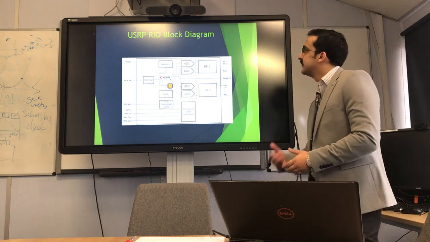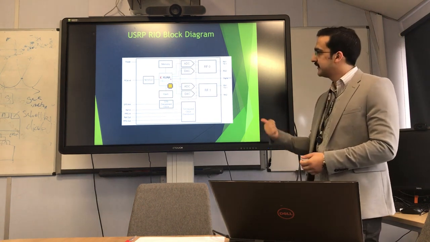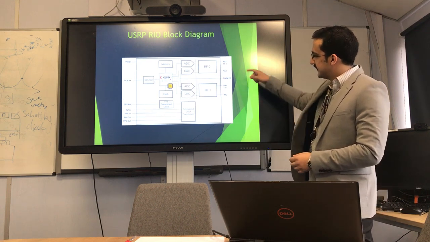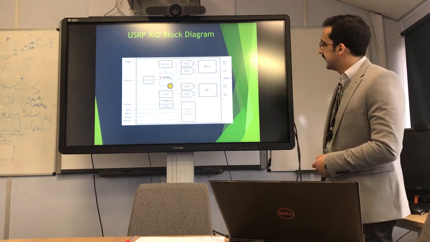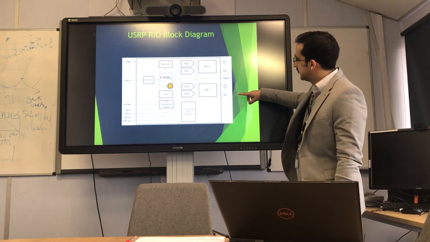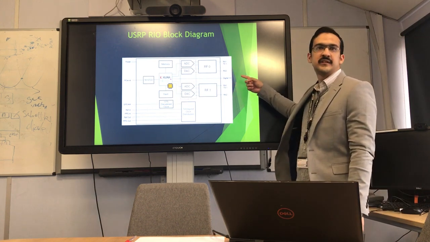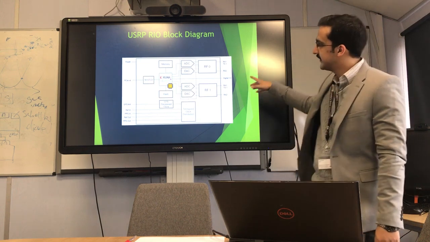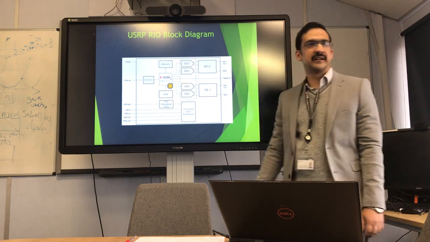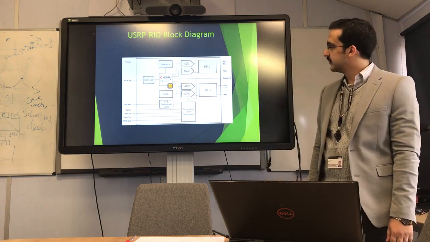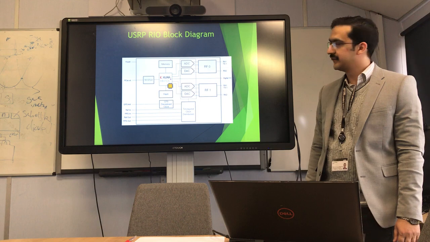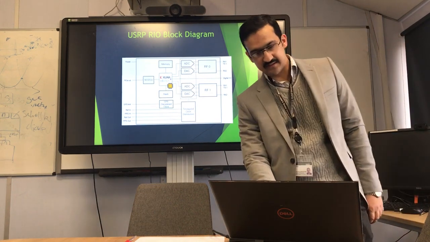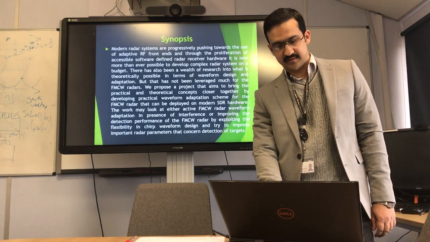This is a block diagram of a USRP RIO, the one that I've been using over here. You can see that there are two different channels, and each channel has one receiver and one other port that can be either used as a transmitter or a receiver. So you have to keep this thing in mind. Apart from that, it has a very strong Kintex-7 FPGA board. So real-time signal processing can be incorporated in that FPGA. So it is a very nice device that can be used.